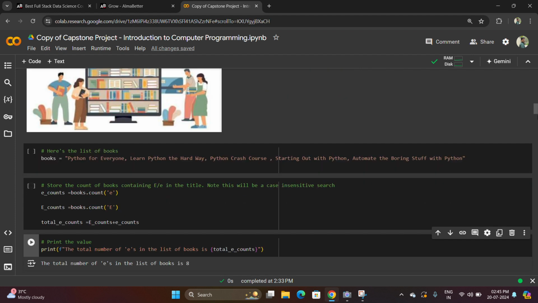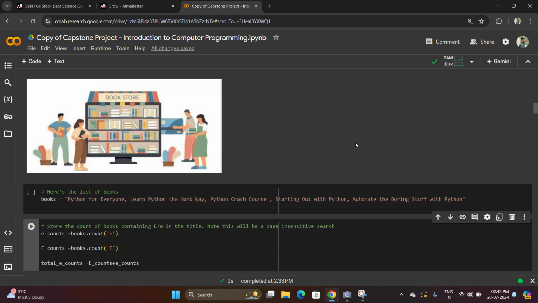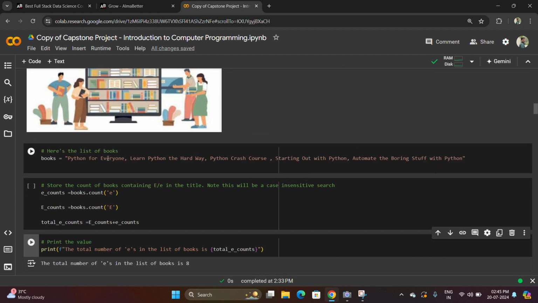This will be the last one, I think. Yeah. Books. Question: in the pursuit of expanding your knowledge of Python, you come across a bookstore in search of books on your subject. You meet a salesperson who is also a Python developer. The salesperson issues a challenge. They have a list of 5 books related to Python, and if you can write a program that finds the count of letter E, the store will give you a free book of your choice. Are you ready to accept the challenge? Accepting the challenge. The books are Python for Everyone, Learn Python the Hard Way, Python Crash Course, Starting Out with Python, Automate the Boring Stuff with Python.